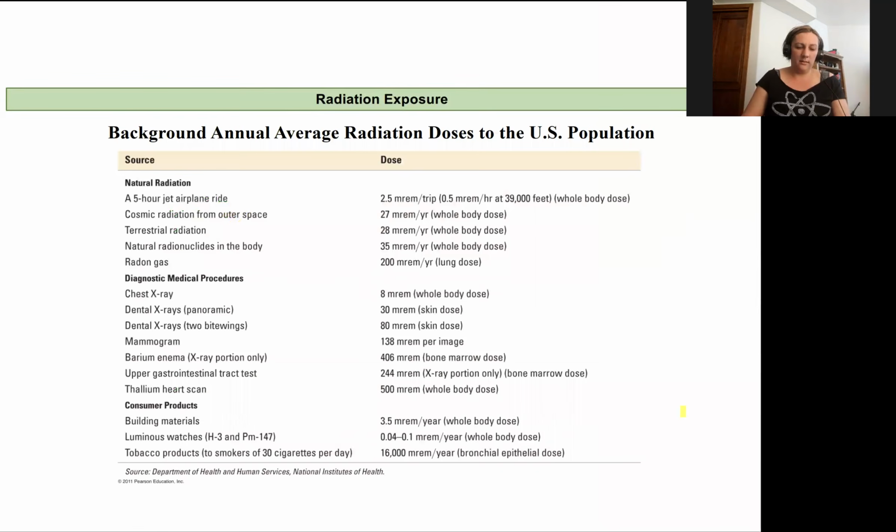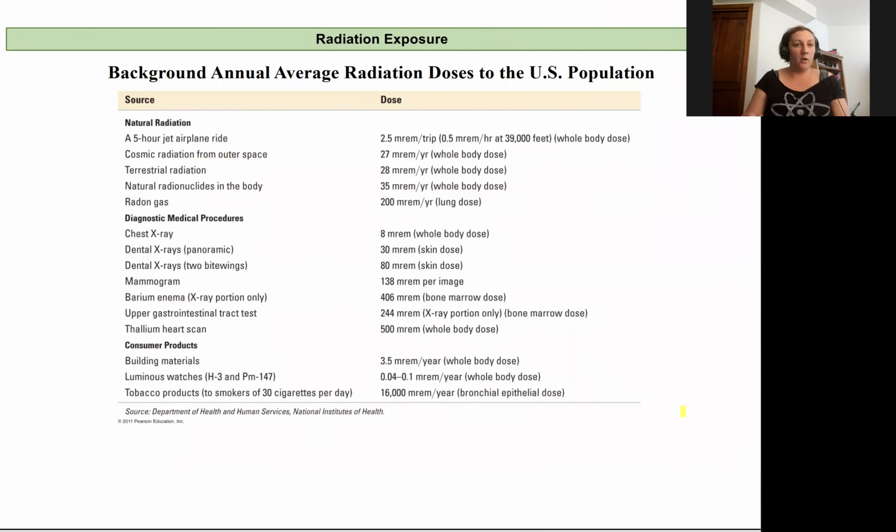All right, so here are some more examples of radiation doses people are exposed to, just to give you more context for this. You can read through these on your own. I'm just going to point out a few. Looking at that transatlantic flight, a 5-hour airplane ride, you're at 2.5 millirems per trip. So small, but there you go.